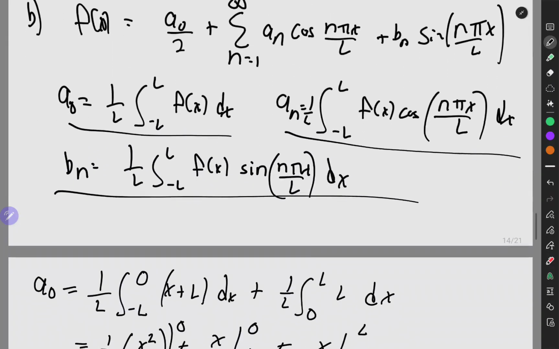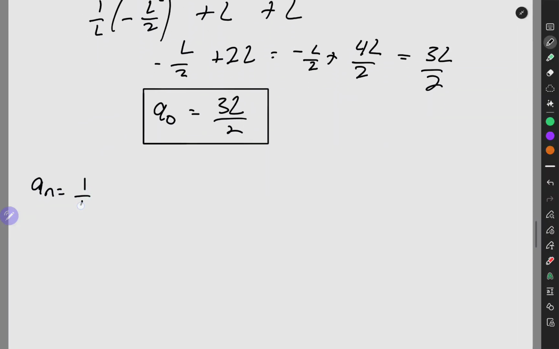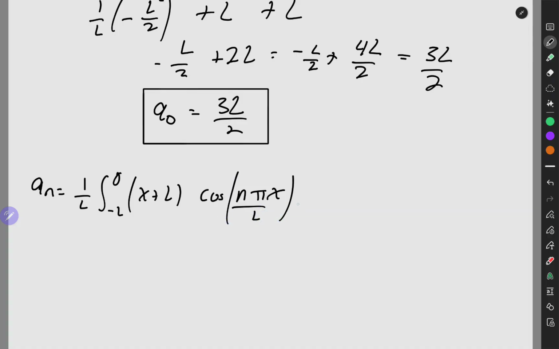A sub n, see the formula there? 1 over L, negative L to 0, x plus L. And you're thinking, oh man, this sucks. Well, it kind of sucks. This is cosine first, n pi x over L, plus 1 over L, 0 to L, times cosine.